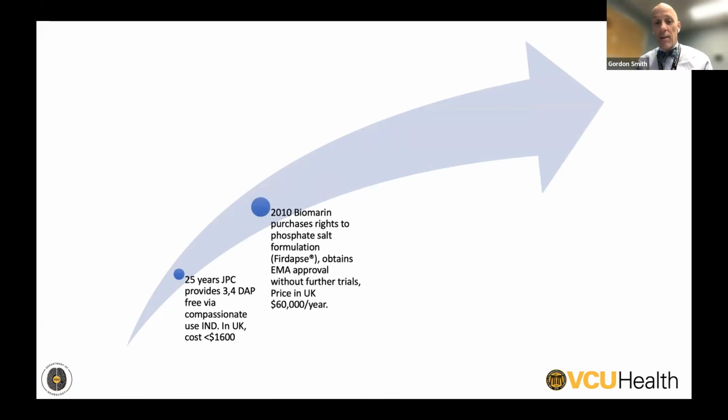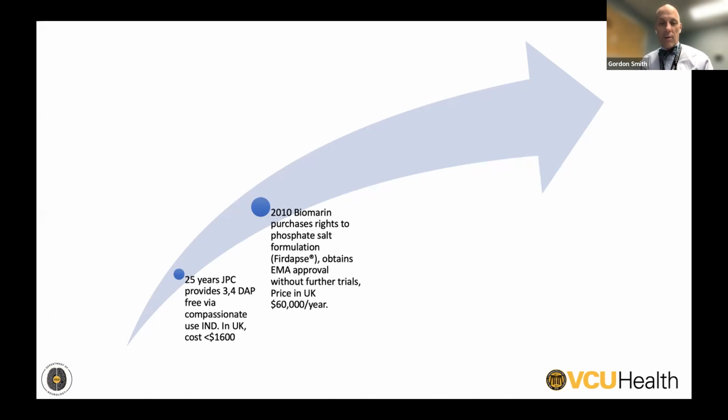In 2010, the drug company Biomarin purchased the rights to the phosphate salt and obtained EMA approval. Didn't do any additional trials. They actually used Jacobus trial data. And after an approval, they priced it very aggressively. And the price in the UK, for instance, was $60,000. This created a firestorm in the EU. I seem to recall Scotland actually revoked the approval.